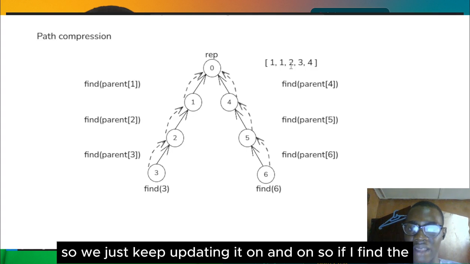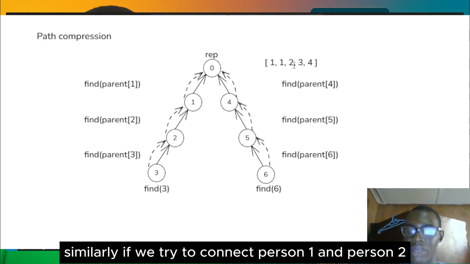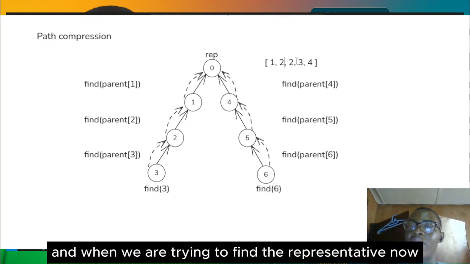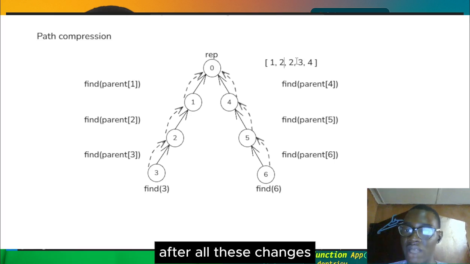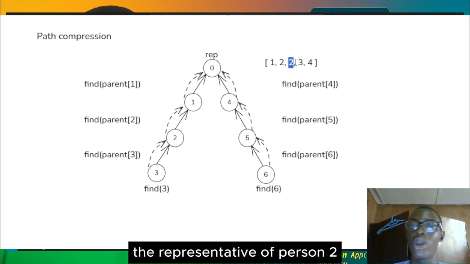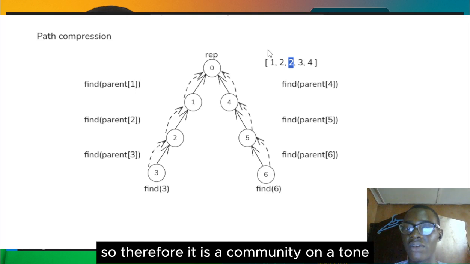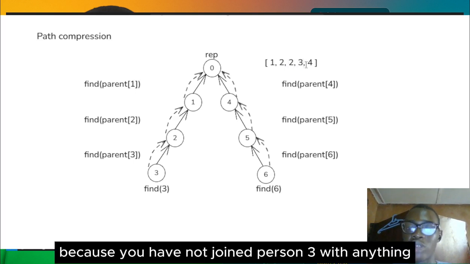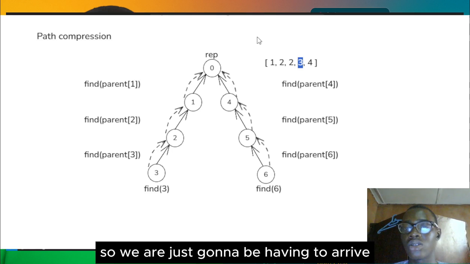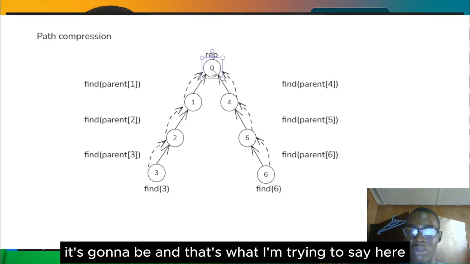Similarly, if we try to connect person 1 and person 2, the parent of person 1 becomes person 2. Now when we try to find the representative of person 1 after all these changes, it's going to give us person 2, right? So we proceed to find the representative of person 2. It gives us the same person 2, and simply like that we know that person 2 is the parent of itself, so it is a community on its own. Whereas because we have not joined person 3 with anything, the parent of person 3 still remains person 3 and the size still remains 1. So we are just going to have two arrays, the parent array and the size array.